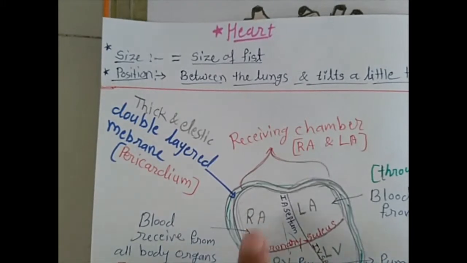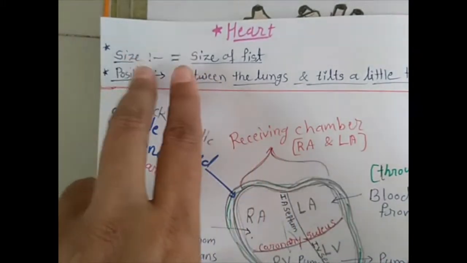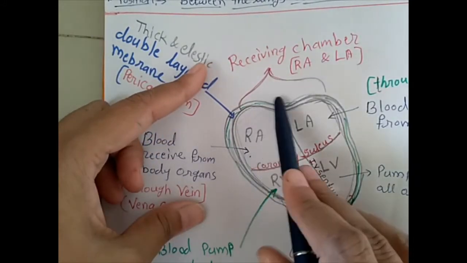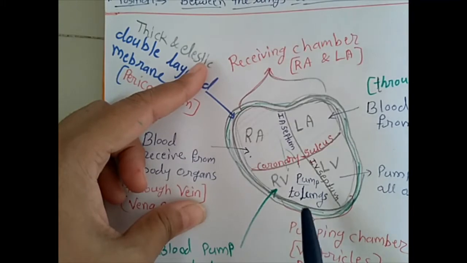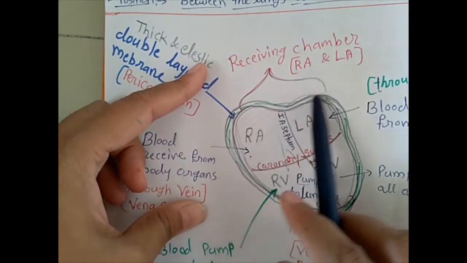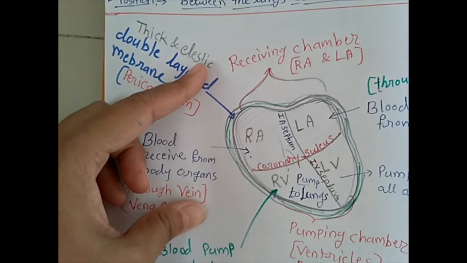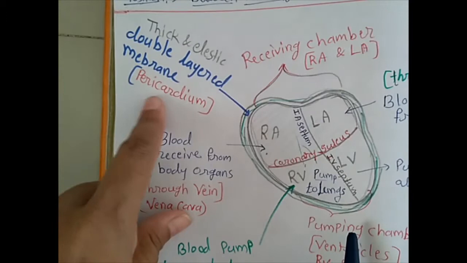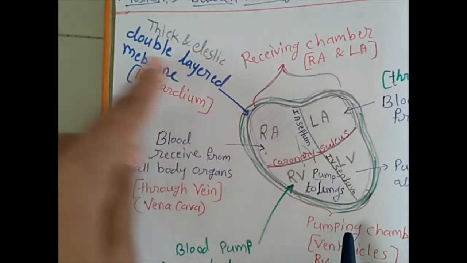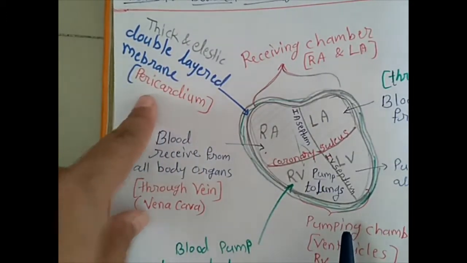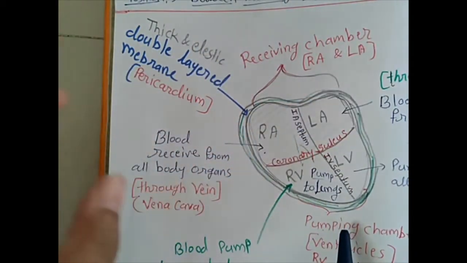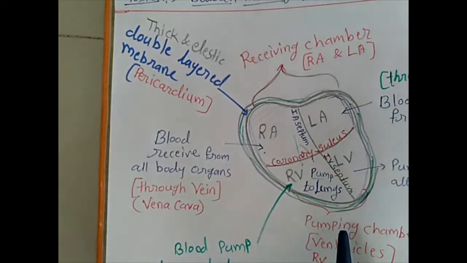So here we can see what is meant by heart. Heart is a muscular structure. It has a double layer, a very thick membrane which is made up of muscle. That double layered membrane is known as pericardium, and that pericardium is elastic in nature, means it is very flexible, so that the heart can contract and relax alternately.